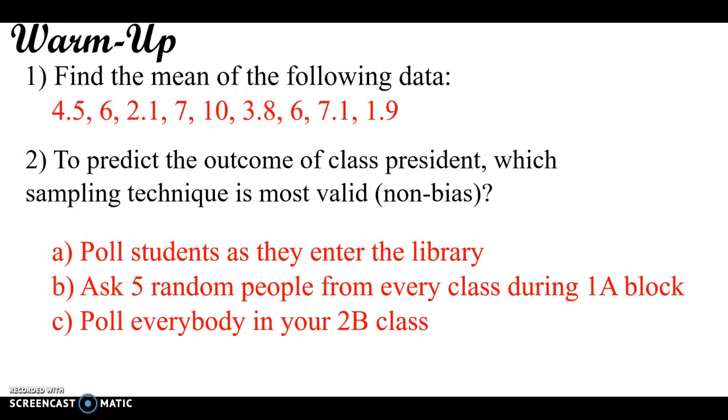What's wrong with C? What's not the best about C? Yeah, it's literally one class. So let's say your 2B class is art. So you're asking all the art kids who they're voting for class president. Is that going to be the same as all the football guys? Not necessarily, but that's definitely not the best way. So 5 random people from every class, and everyone has a 1A block. So it's like going to every class in the high school and asking 5 random people in every class. Seems like the best option there.